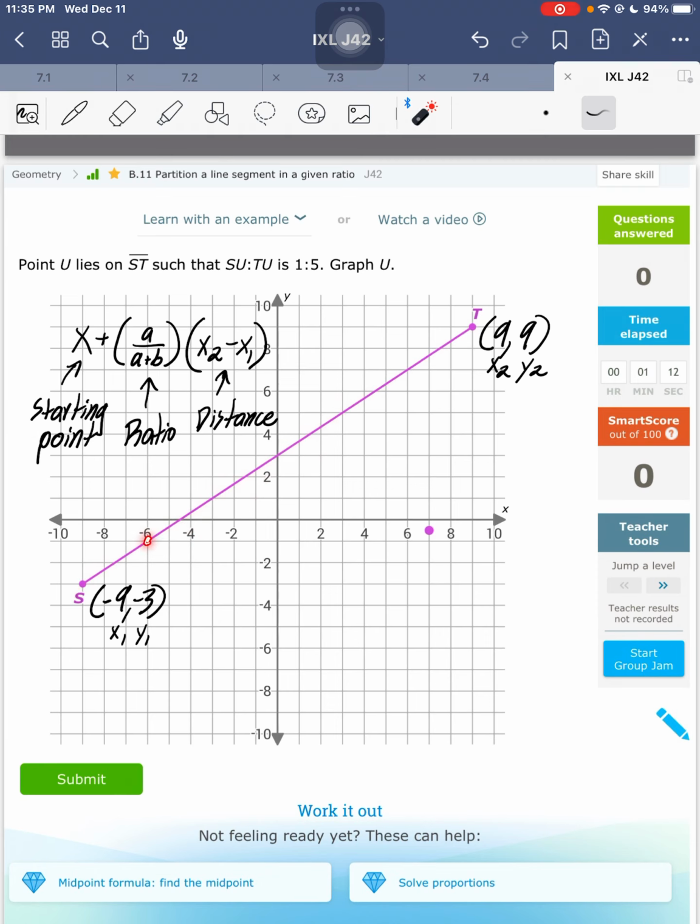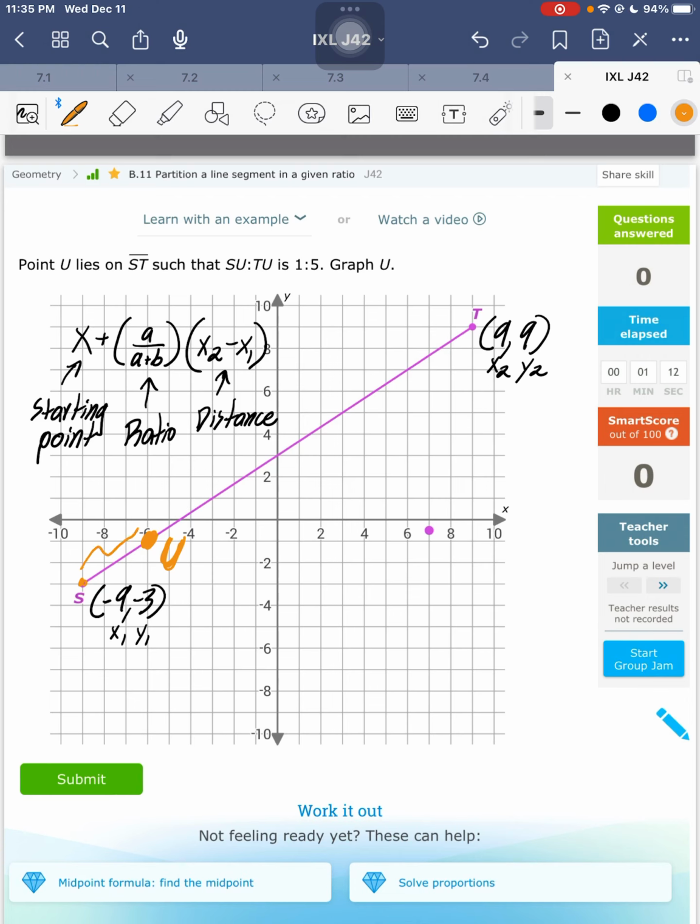So point U lies on ST. Point U is somewhere here on this line. It could either be here, here, here, and so on. So ST is cut into two sections. I have my SU and my TU. Let's say my point is right here. I'm just trying to guess. Let's say this is U.